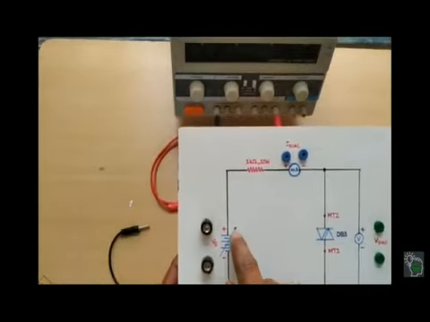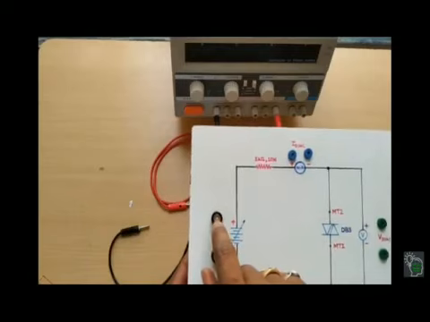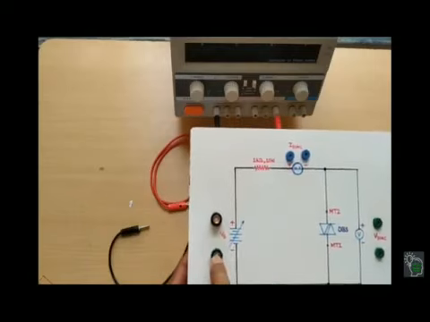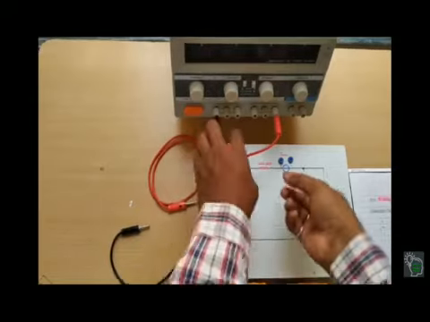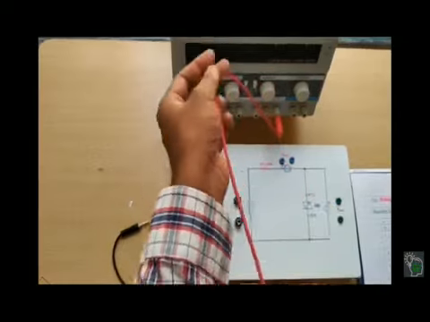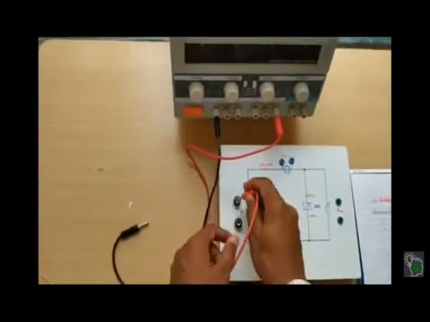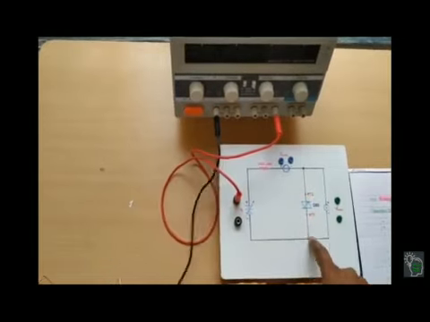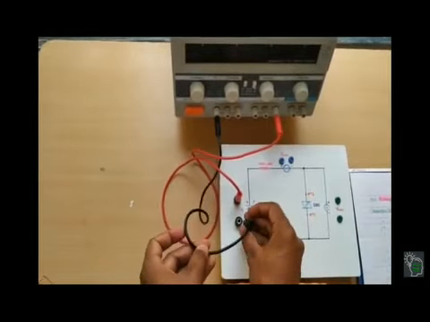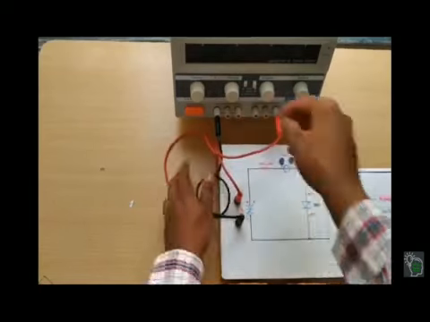This is MT2. The MT2 point is connected to the positive power supply and MT1 is connected to the negative of the supply. Positive connection from channel 1 is connected to the positive supply to MT2, and negative is connected to MT1.